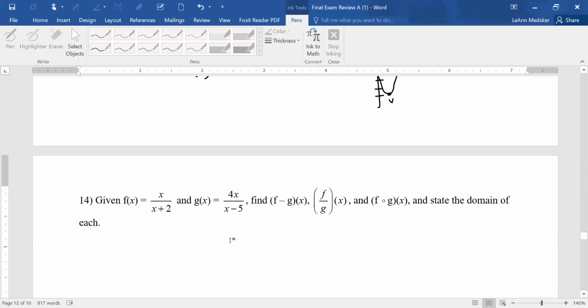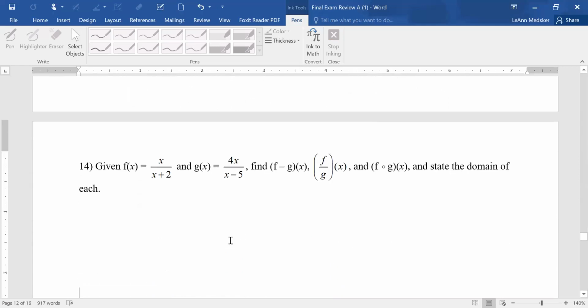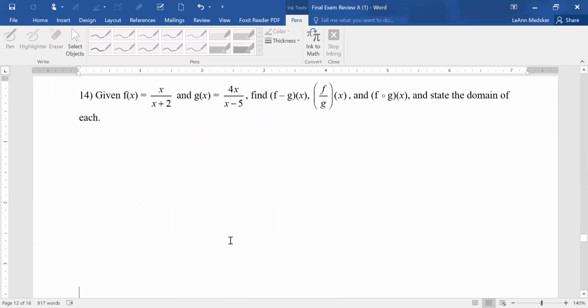Okay, let's look at number 14. This is given two functions. We want to subtract them, divide them, and then compose f with g. And then we're going to state the domain of each of those. So the first thing is, how do we do f minus g of x?